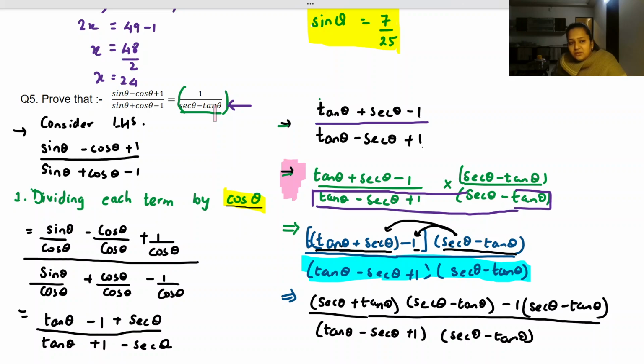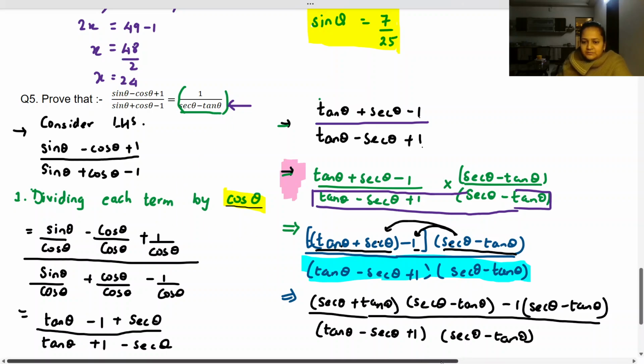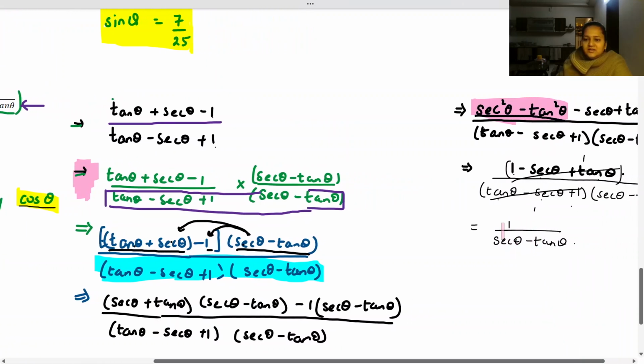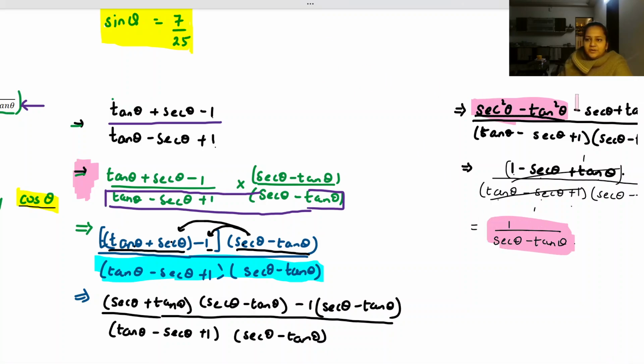Sorry, it is in the denominator, not in the numerator. It's in the denominator. So we leave the denominator untouched. Nothing to be simplified in the denominator. We do the multiplication in the numerator. And on simplifying, we got 1 upon sec theta minus tan theta. I hope I have been understood.